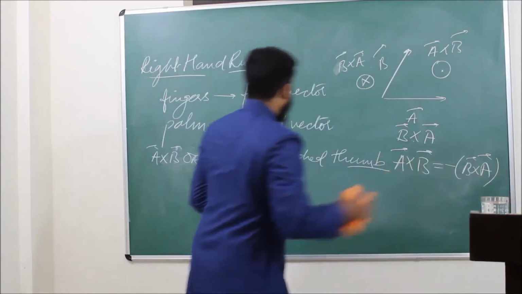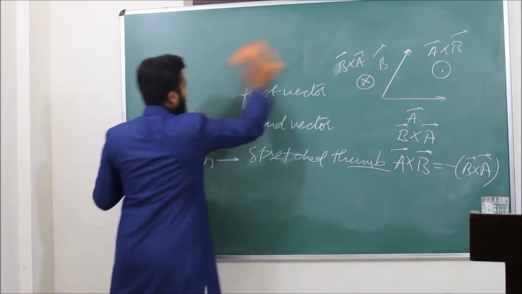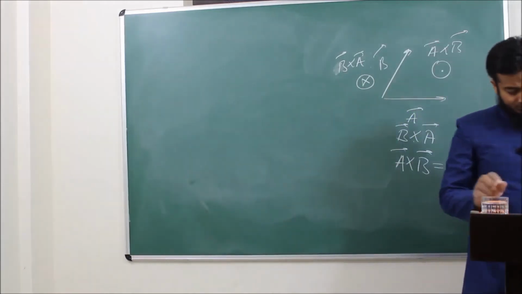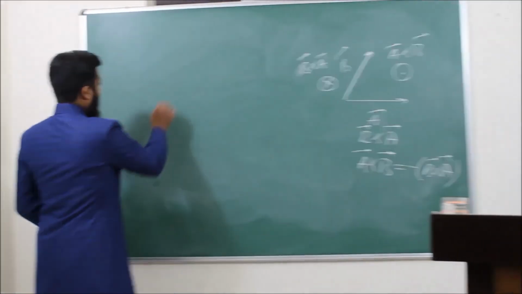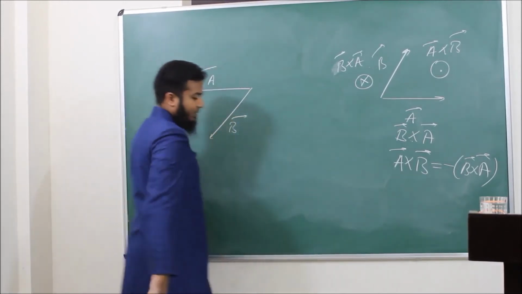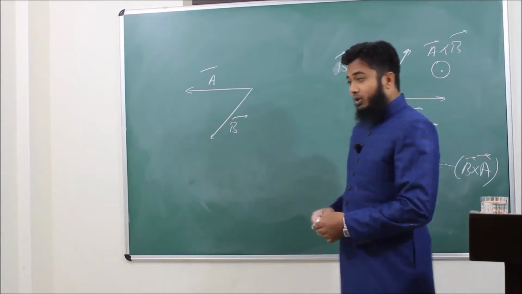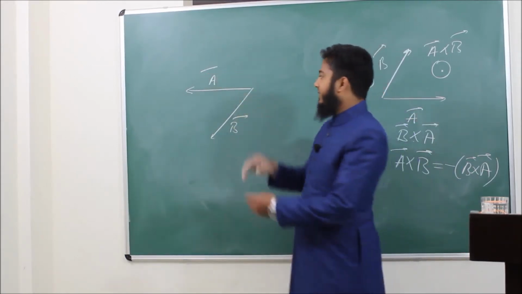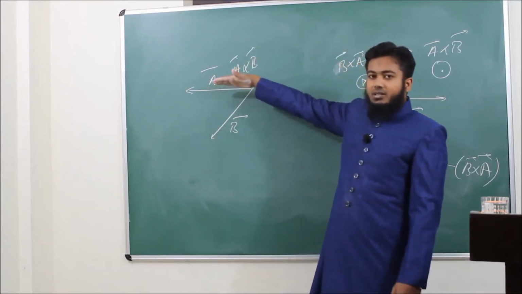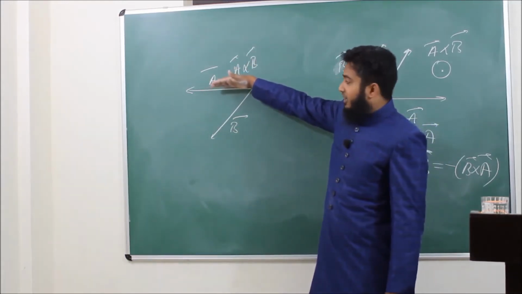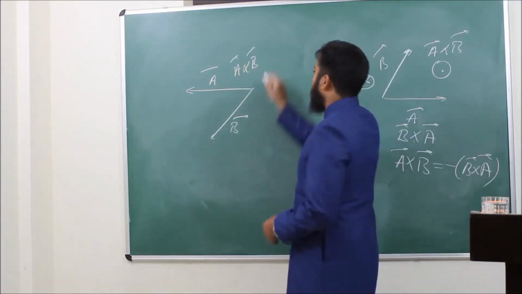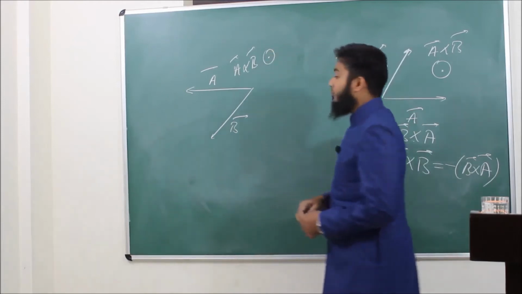Let's take some more examples. Say we have vector A like this and vector B like this. Right hand rule, keep your fingers along the first vector. If you are calculating A cross B, then A is the first vector. So fingers along the first vector and curl your fingers through the smaller angle, then thumb is going out of the board. So A cross B here is out of the board.